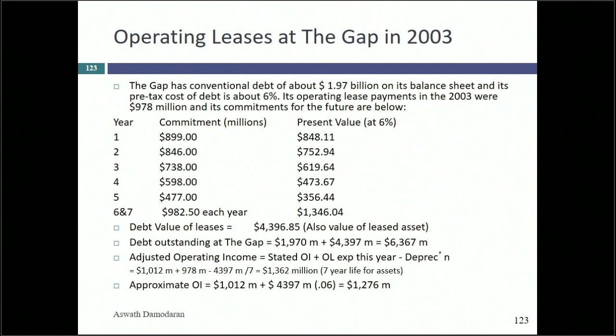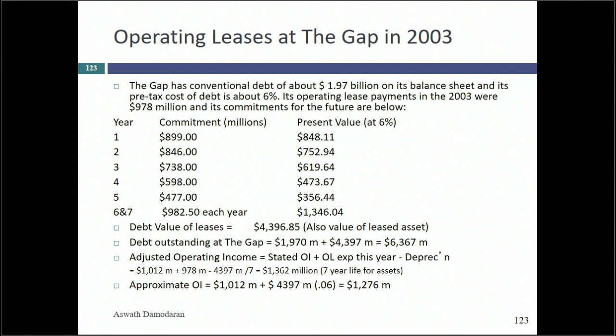If I want to show it as debt, what do I need to do? I need to take these contractual commitments, discount them back to today using my pre-tax cost of debt as my discount rate. Why? Because these are pre-tax commitments, and what I get as a present value will be the debt value of leases. So if I take the present value of those lease commitments, I come up with $4.4 billion. Let me pause right there.